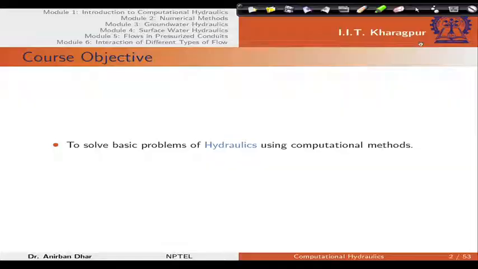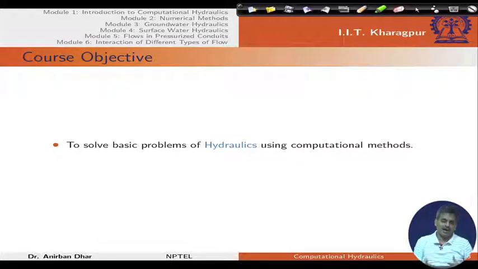So, what was the course objective? At the end of this course, students will be able to solve basic problems of hydraulics using computational methods. At the same time they will understand the discretization used in different standard software, and they can use their knowledge to identify the best suited software or standard code for their practical use.